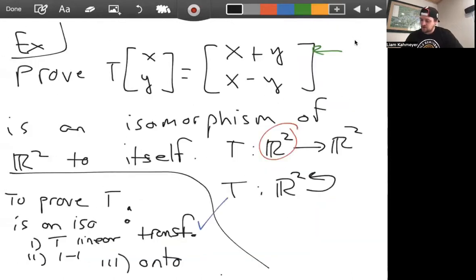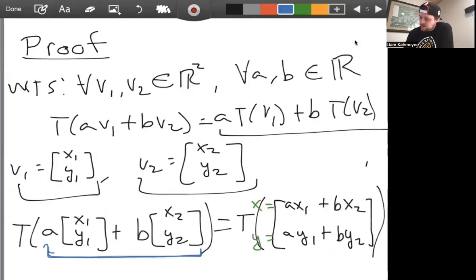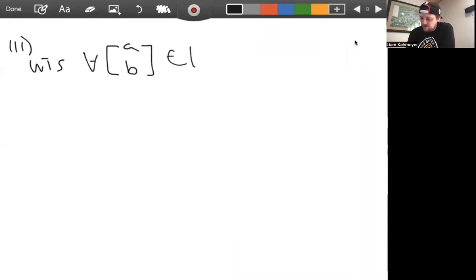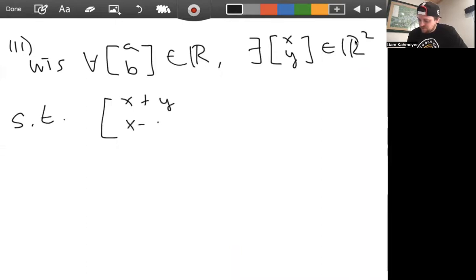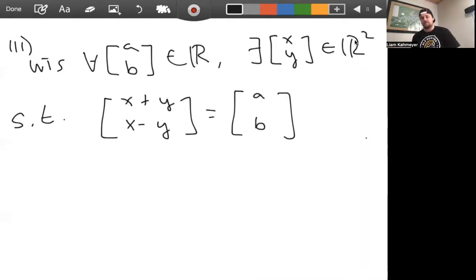Okay, so now we've shown that it's a linear transformation and that it's an injection. Let's show that it's a surjection. What does it mean that it's a surjection? Well, to show that it's a surjection, that means we want to show for every (a, b) in R2, there exists an (x, y) in R2 such that (x plus y, x minus y) equals (a, b), right?